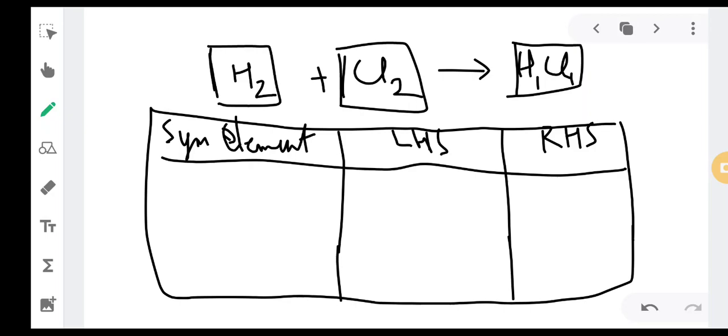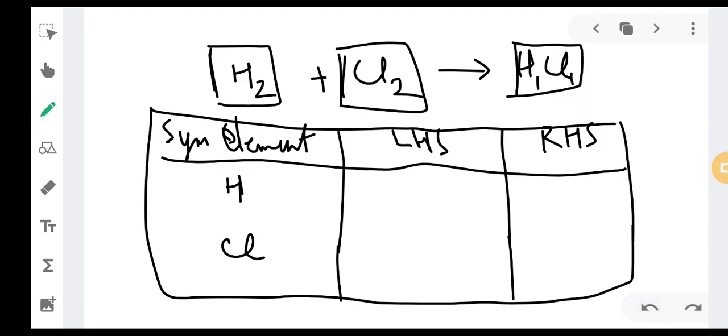Okay, suppose symbol, there are only 2 elements. Which are those 2 elements? Hydrogen and chlorine. So while writing the elements, I have told you to just write the symbol without the number of atoms. Okay, how many atoms there are, we will write over here, on the left hand side and right hand side.